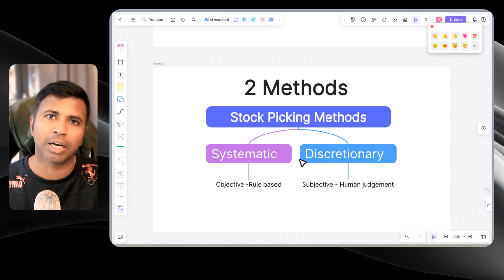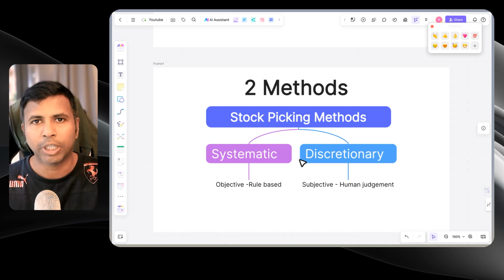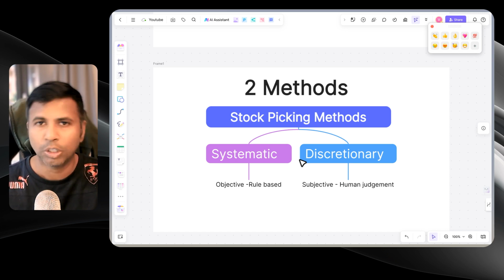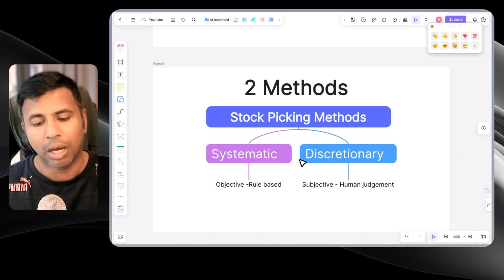But the commonality between these two methods is that both aim to ride the winners and minimize your losses. The objective is to have smaller losses and bigger gains. That is the only way to be profitable.